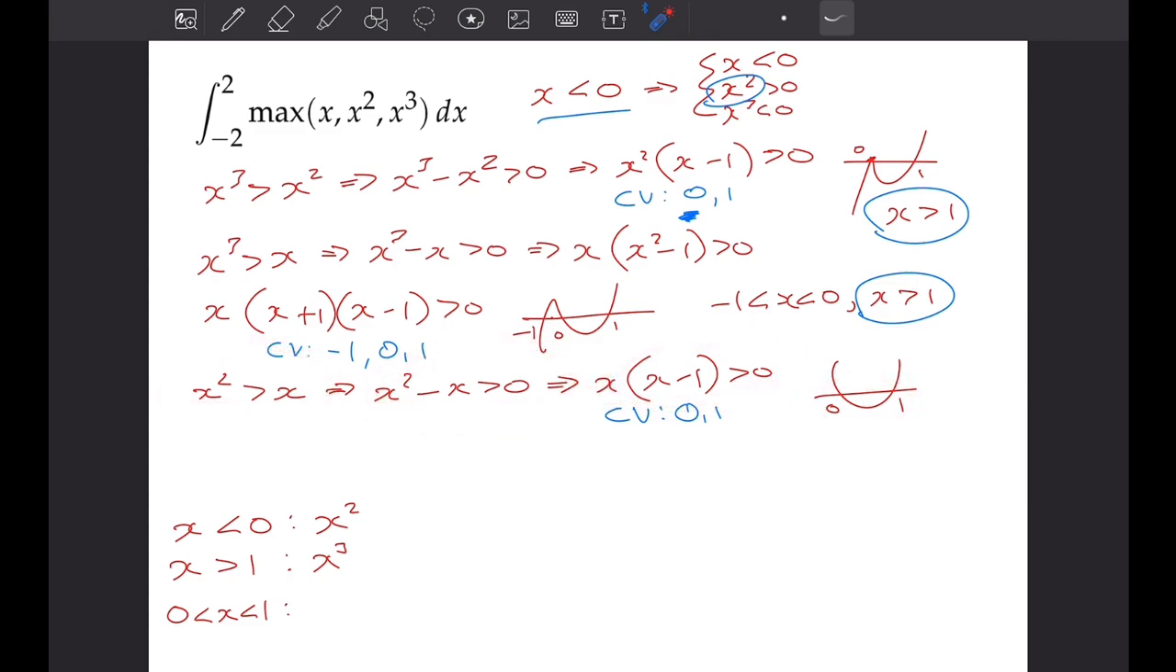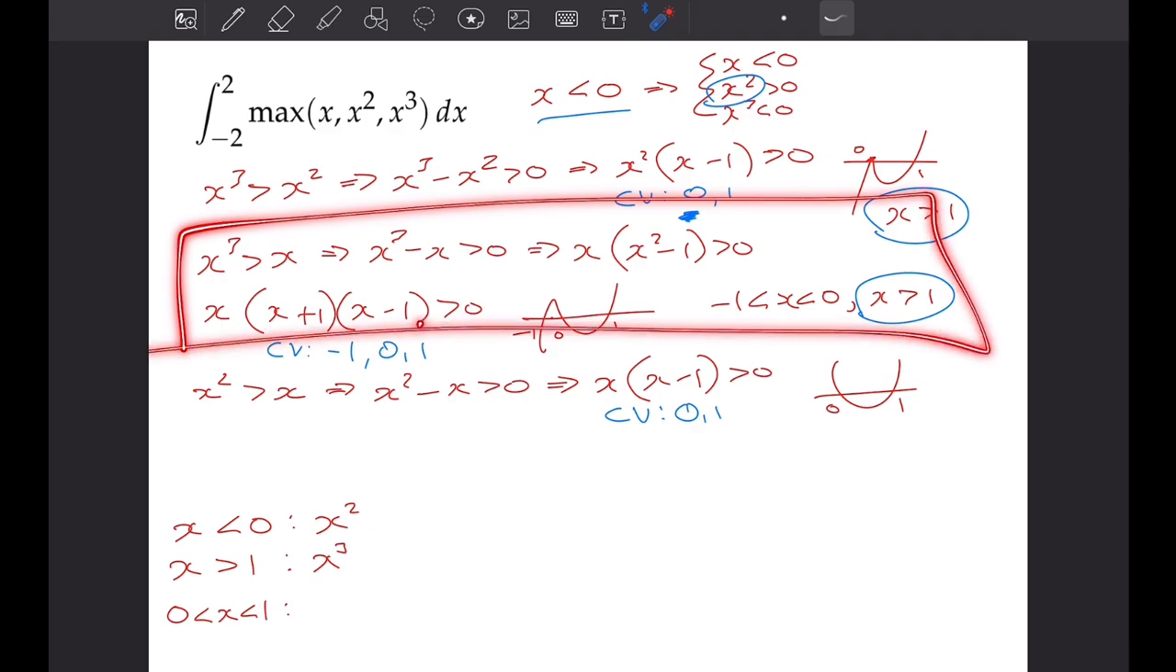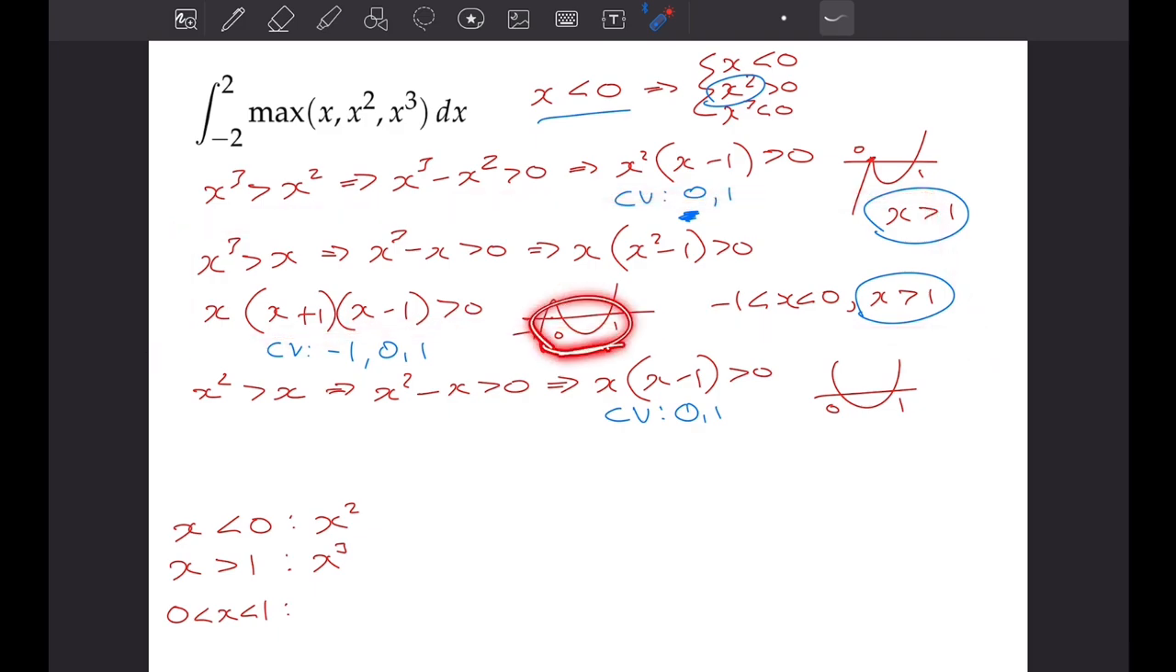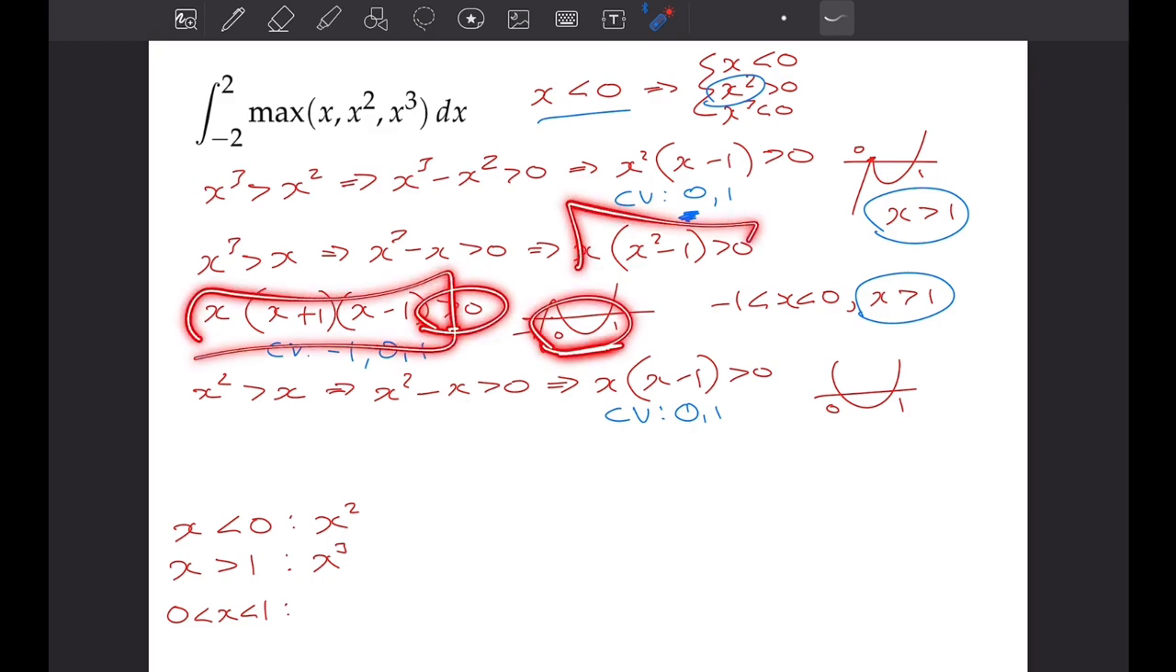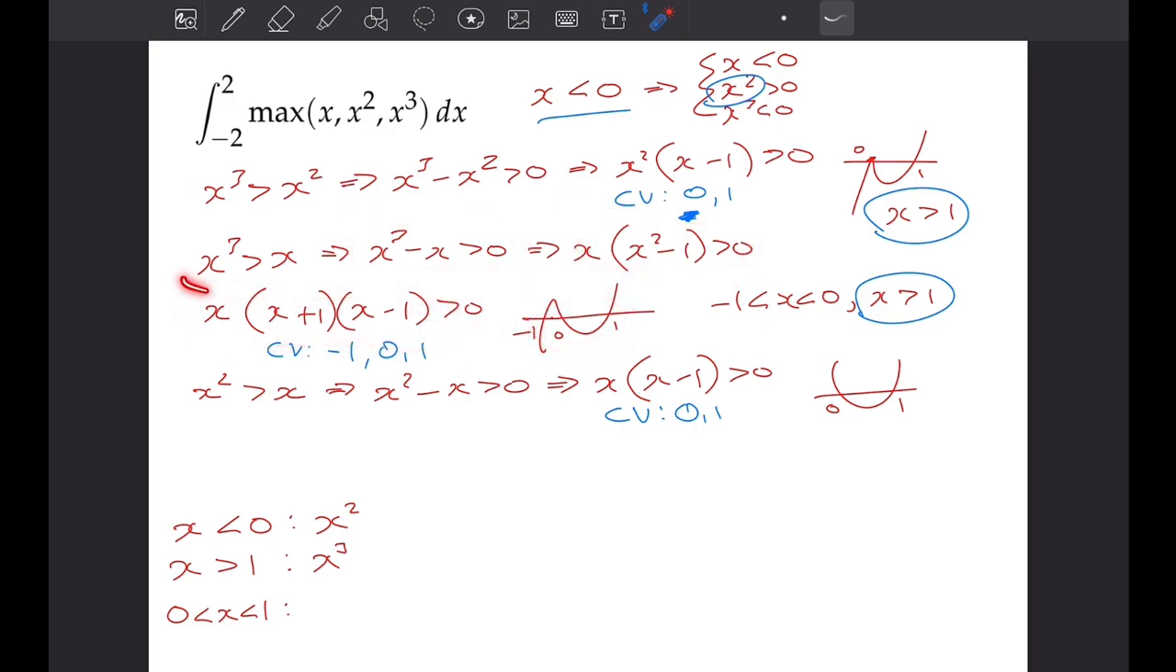And actually, if we look at above, the bit we did with x cubed and x, we get that same region of 0 to 1. But again, we want the opposite. So the opposite of this, and of this, and of this, and therefore the opposite of this. So what that tells us, in the region 0 to 1, x is always the biggest. So that wins in that region.